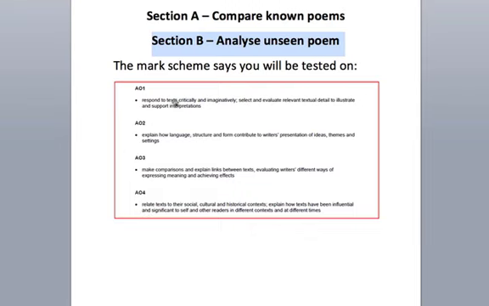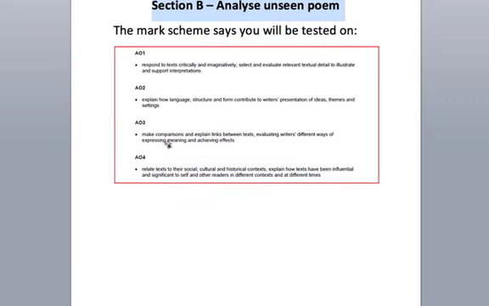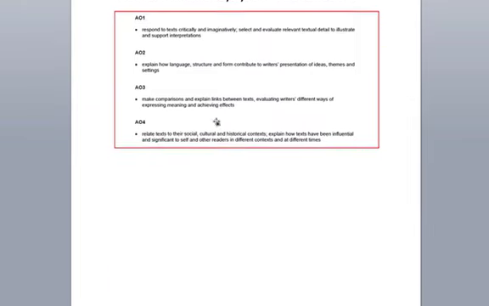So AO1, respond to text critically and imaginatively, select and evaluate textual detail to illustrate and support interpretations, which basically means pick out good points. AO2, explain how language, structure and form contribute to writer's presentation of ideas, themes and settings, which basically means how does what the writer's written help to explain what he's trying to get across. AO3, make comparisons and links, which basically means comparing and contrasting and making links between the two poems that you've actually chosen.